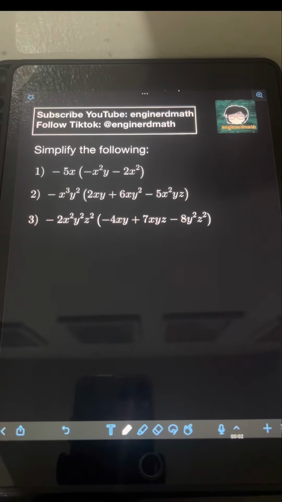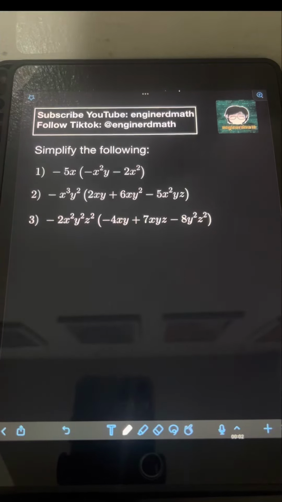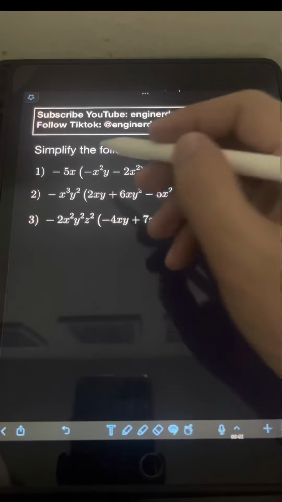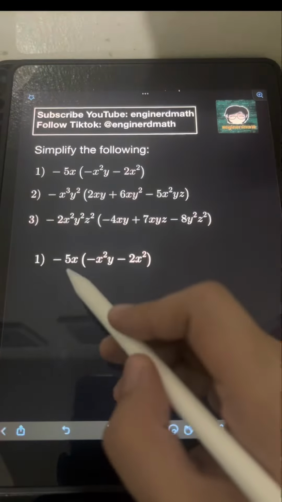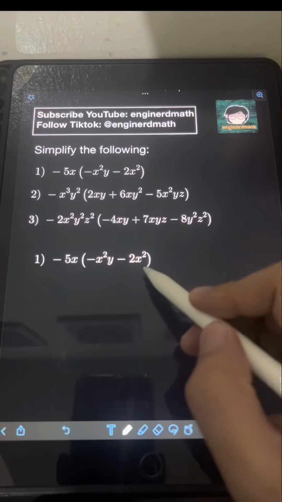Solve natin tong problem. Simplify the following. So, let's start with 1. So, copy ko na lang. So, we need to multiply a monomial by a binomial.